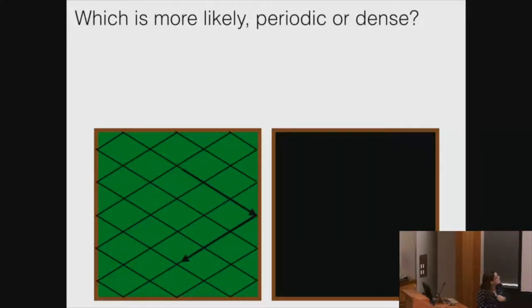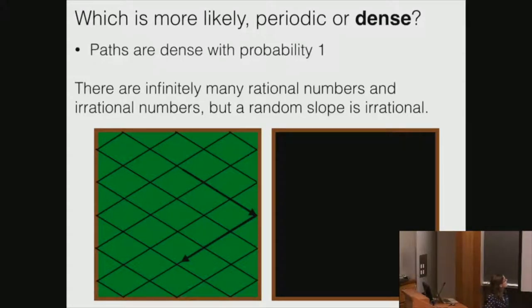So what do you think? Which is more likely? If you take your billiard ball, you put it down on a square table, and you just hit it in any old direction, which do you think is more likely? Dense. Dense? Why? Because there are more irrational numbers than rational numbers. Yeah, nice. In fact, dense with probability 1, because the rational numbers are measure 0 on the real line. Nice. If you hit a ball, it will fill in the table completely if you let it go long enough.